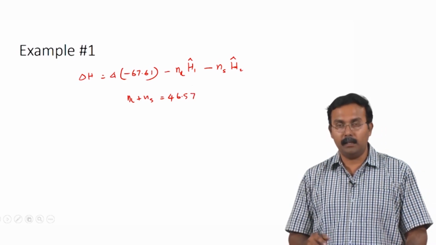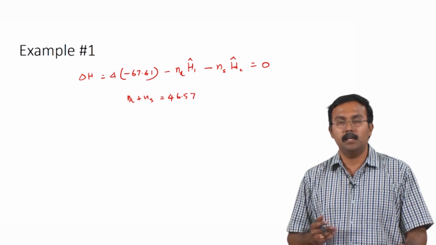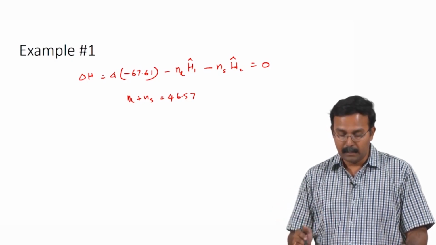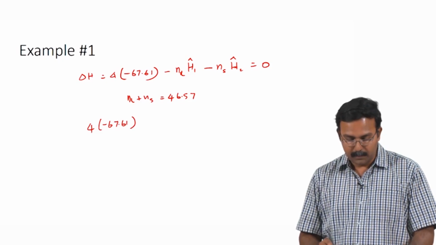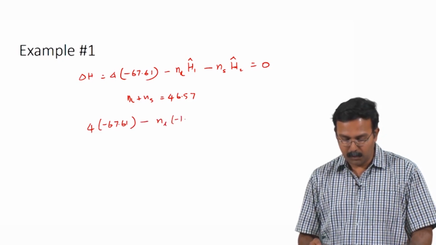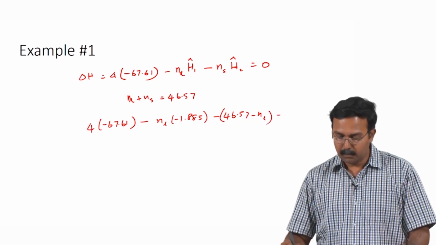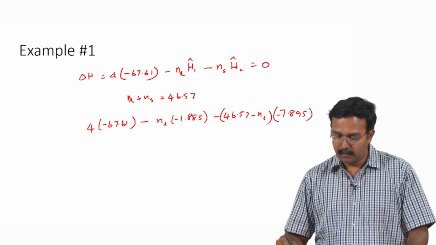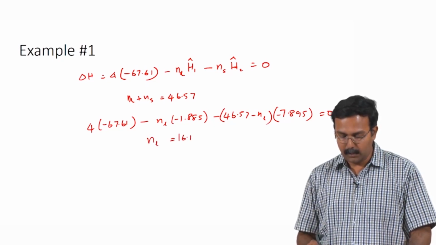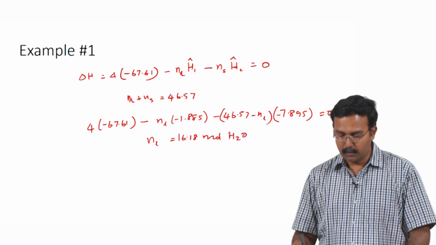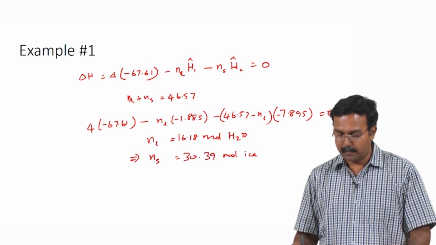Now this can be substituted back into the equation we have for delta H, and we know that delta H equals 0 because Q is 0 for this process and there is no change in kinetic energy, potential energy or shaft work. So, using this equation we would end up having 4 times minus 67.61 minus NL times minus 1.885 minus (46.57 minus NL) times minus 7.895 equals 0. So, from here we can calculate NL as 16.18 moles of water, and therefore, NS would be equal to 30.39 moles of ice.